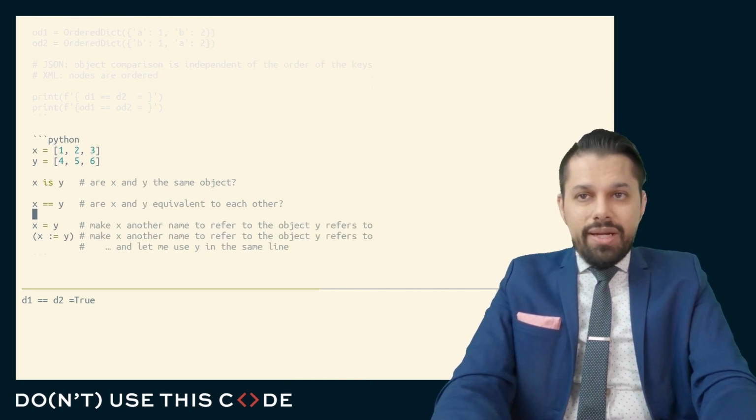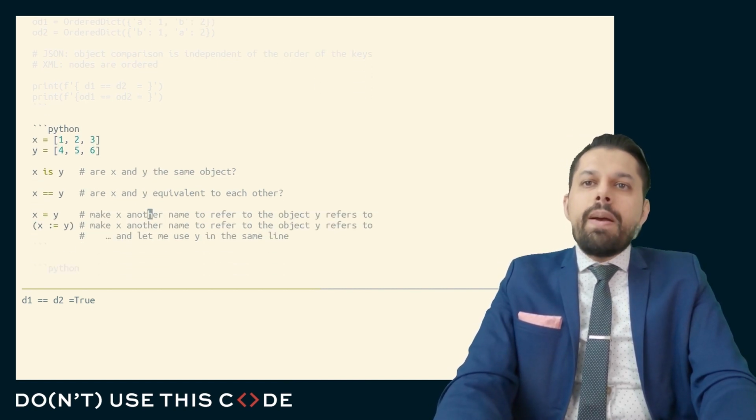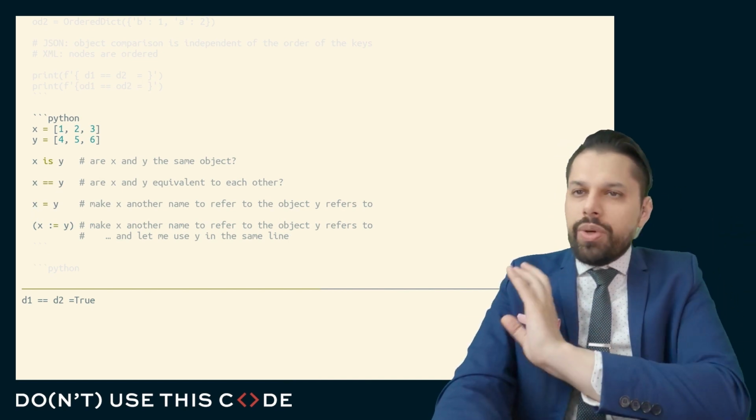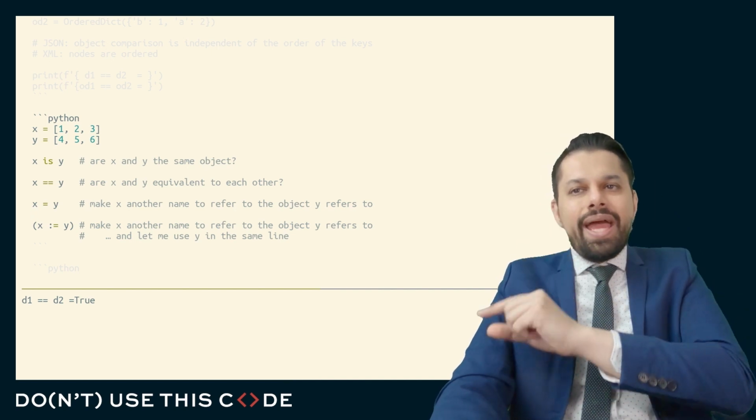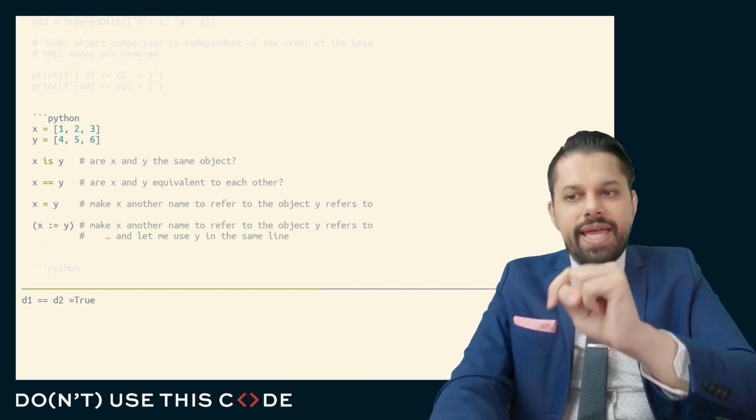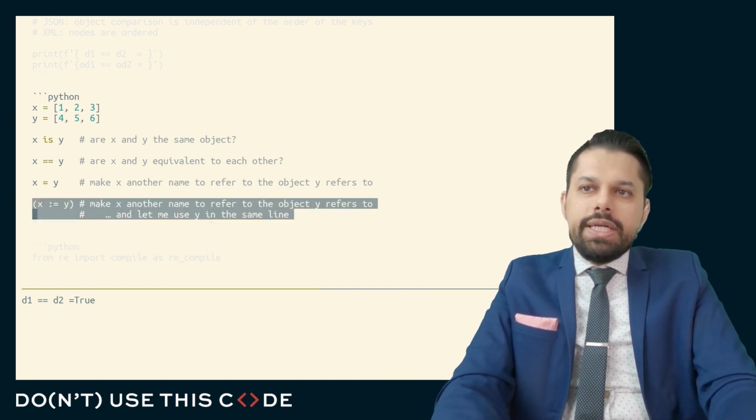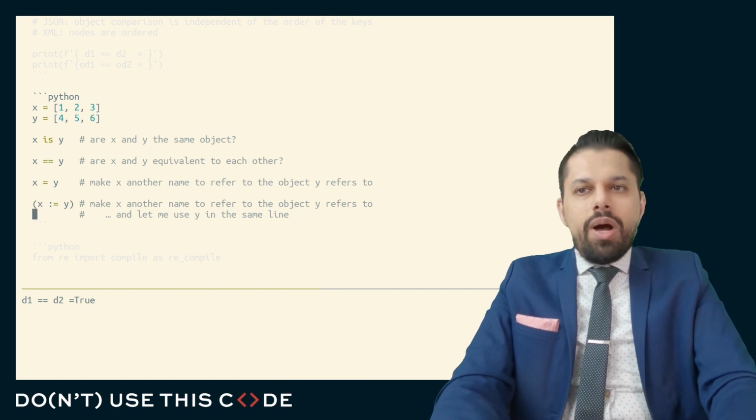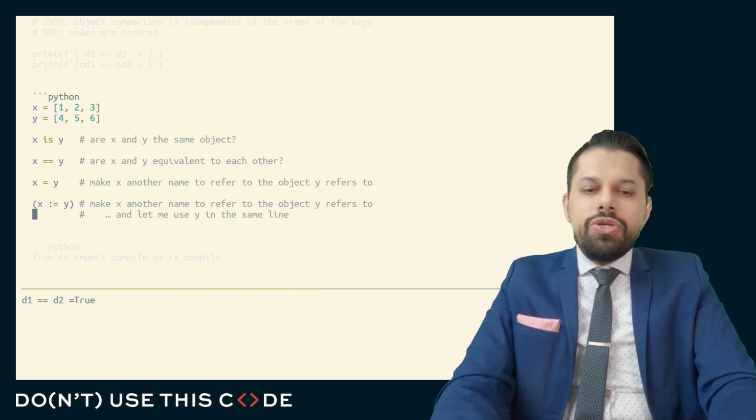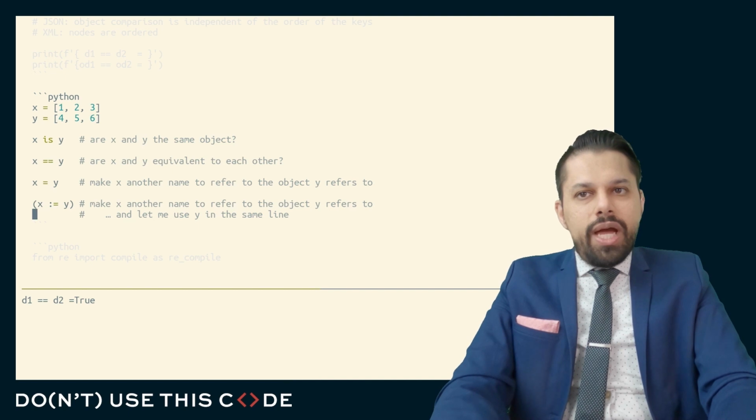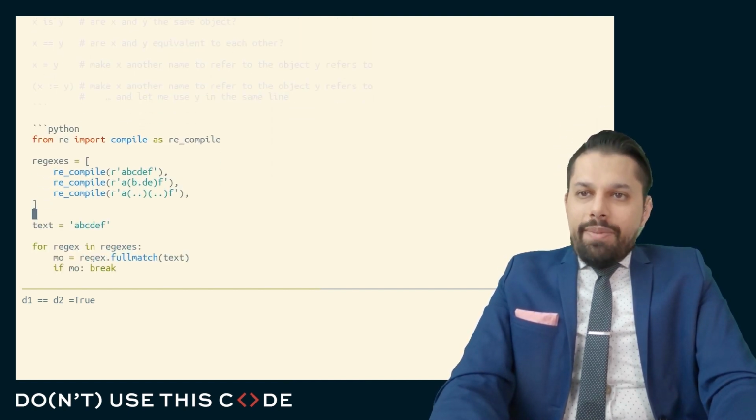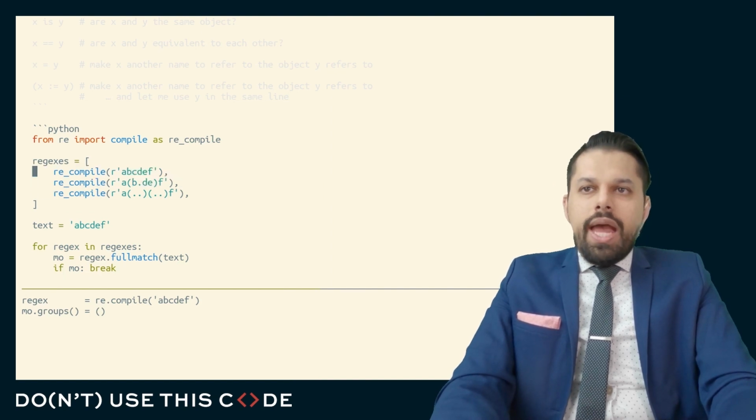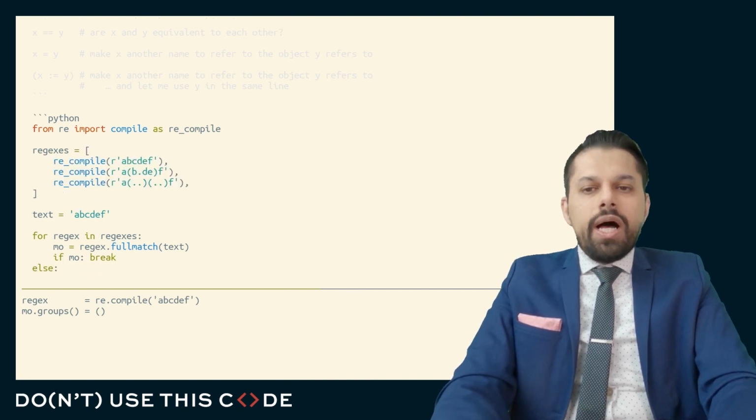Well, setting that aside, we know that this syntax here says make x another name that refers to the same object that y refers to, and it always means that, and it can't mean anything else, but x and y now refer to the same underlying object. Here is the new syntax that was added. Make x another name to refer to the same object as y, and let me use y at the same time on the same line of code. For example, one of the examples used to motivate this is we have some regular expressions, and we want to loop over these regular expressions and find the one that matches.